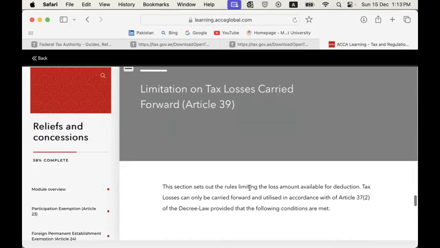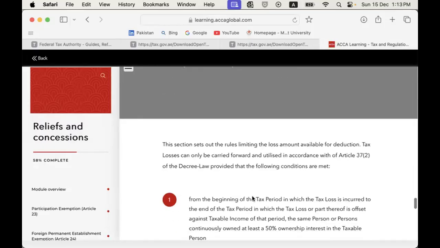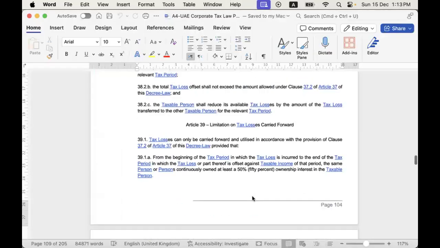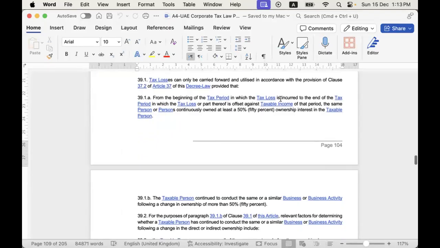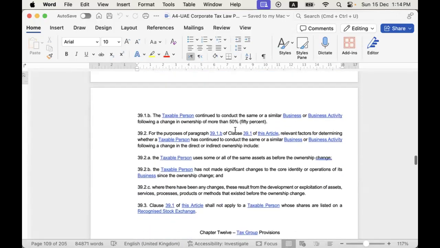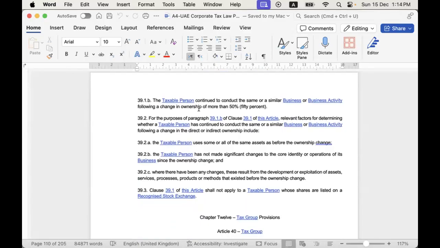Limitation on tax losses carried forward. Let us have a look at it. I think this is Article 39. Tax losses can be carried forward and utilized in accordance with the provisions of Clause 37 from the beginning of the tax period in which the tax loss is incurred to the end of the period in which the tax loss or part thereof is offset against taxable income of that period. The same person continuously owned the 75%. These are still those conditions. The taxable person continues the same or similar business activity.